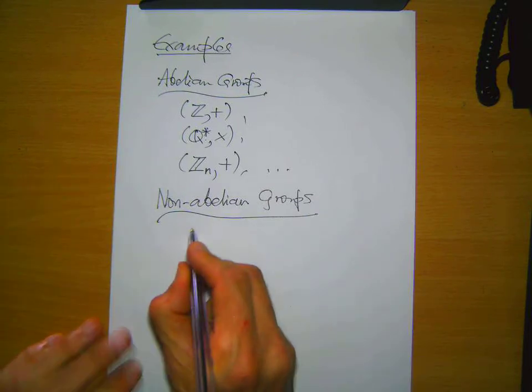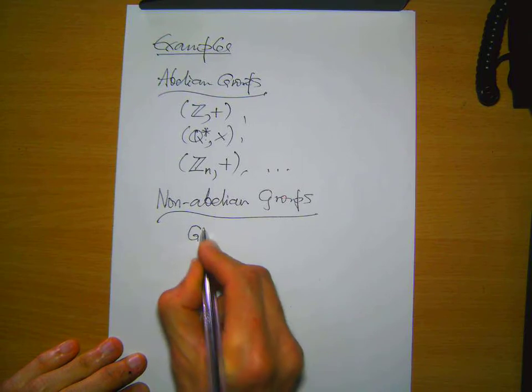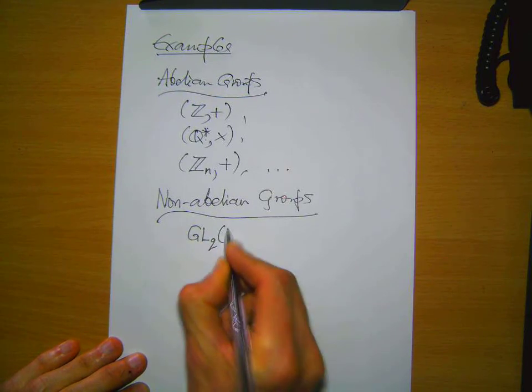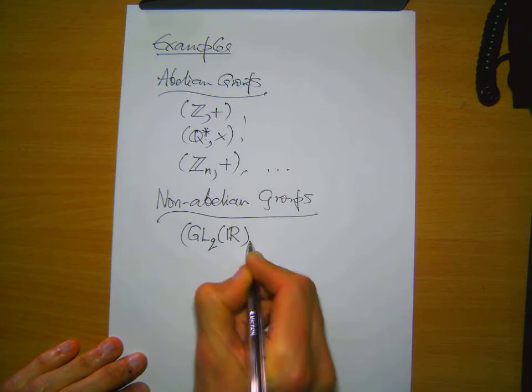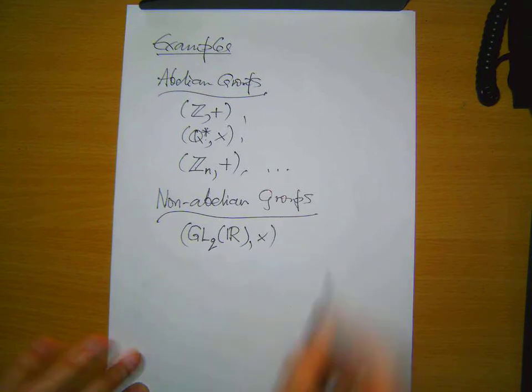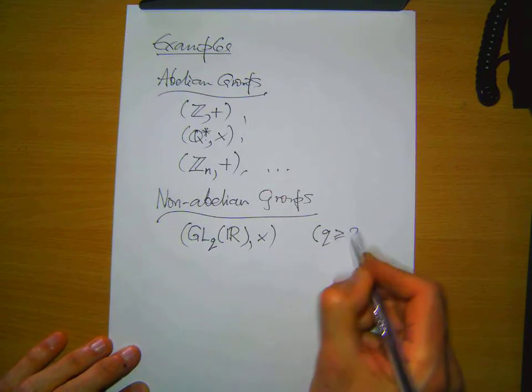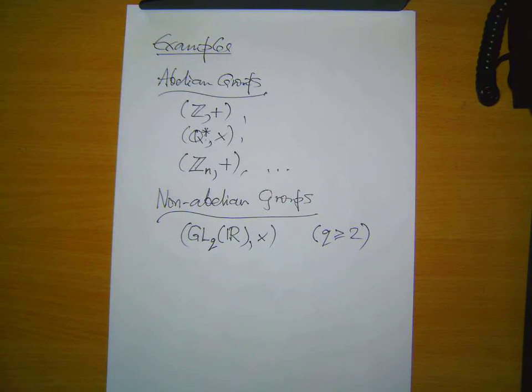What about non-abelian groups? Well, groups of matrices, so GL_n(Q), for instance, under matrix multiplication. That's non-abelian as soon as you get to 2 or more. 1 by 1 matrices, not particularly exciting, but 1 by 1 matrices are commutative under multiplication. But as soon as you get to 2 or more, it's non-abelian.